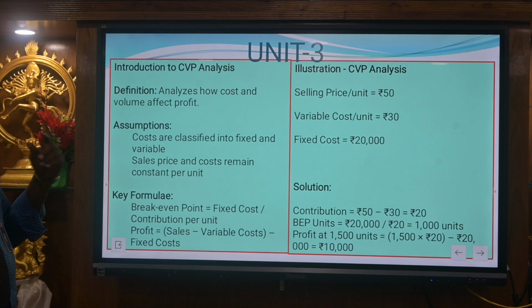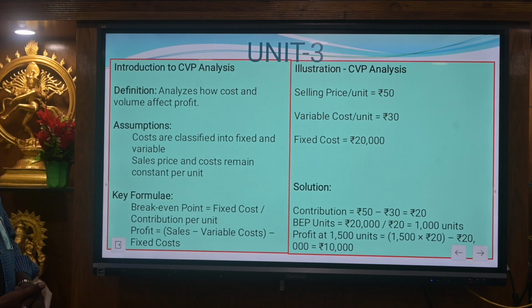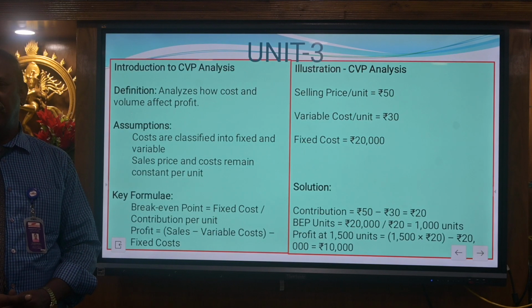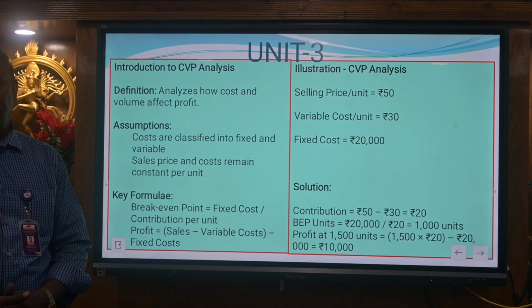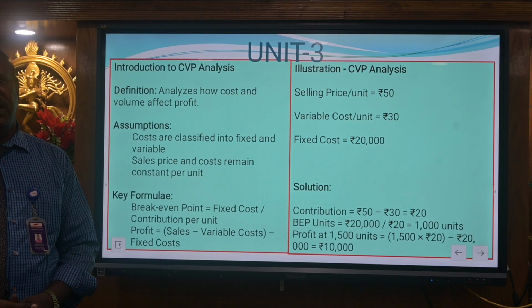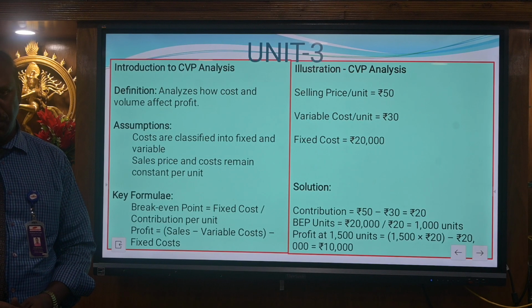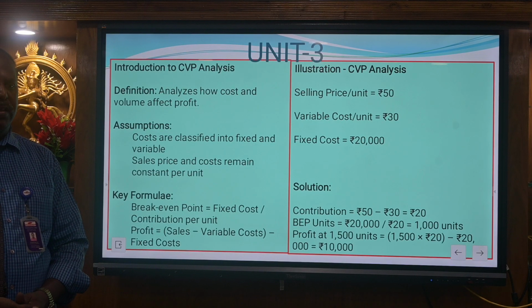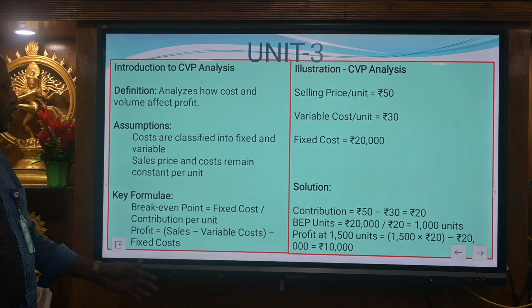The next assumption is that sales price and cost remain constant per unit. Then here are some key formulas. In CVP analysis, the break-even point is the number of units manufactured to reach the no profit, no loss stage. At the same time, we can find it in volume, that means in rupees.